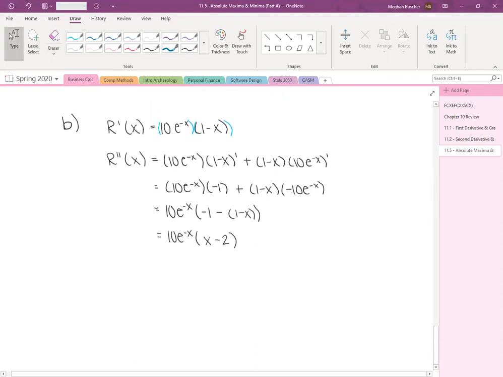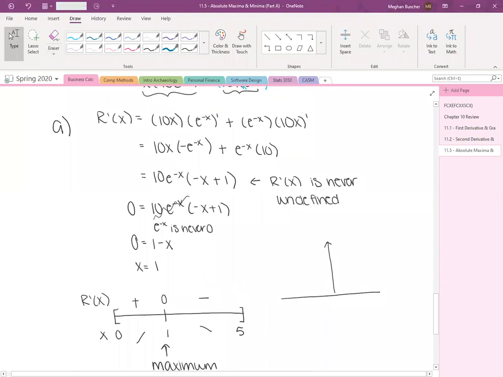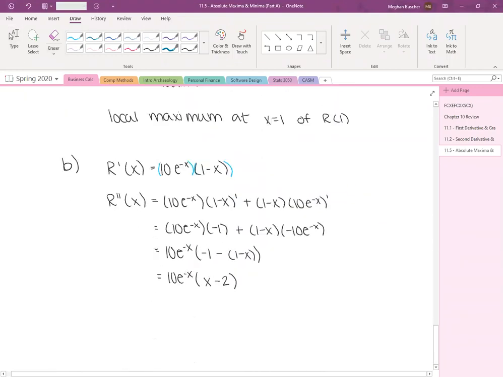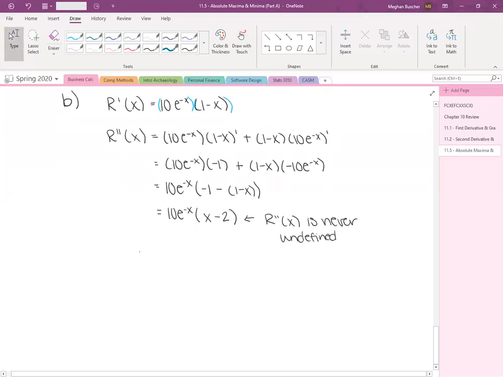Now that we have our second derivative, we're actually just going to repeat everything we did up here, but just for the second derivative. So again, we want to look and say that this is never undefined. We always want to make a note of whether or not the derivative is undefined, and it's not. So then we can just go ahead and look at where it's equal to 0.